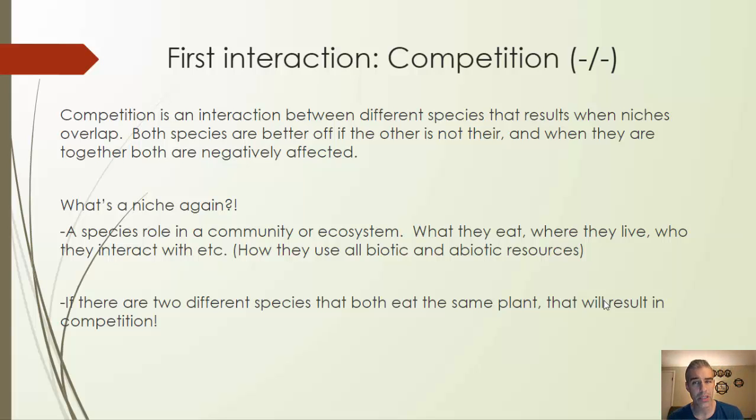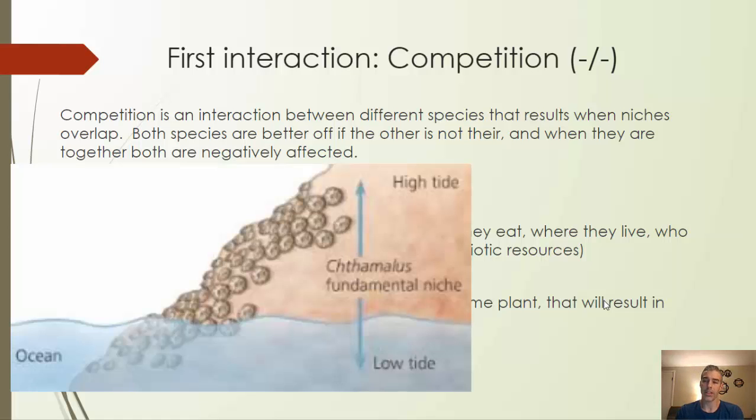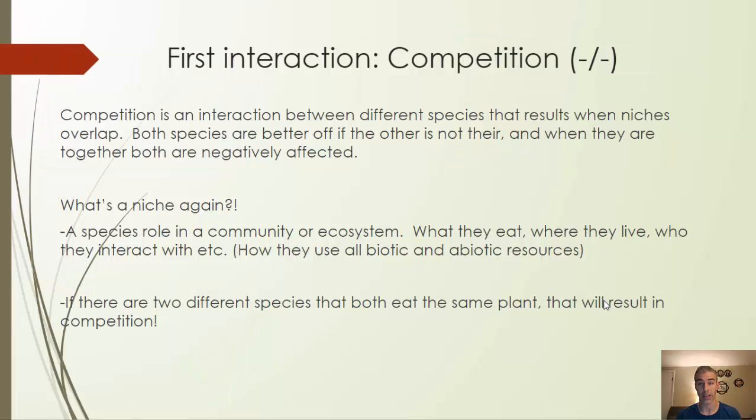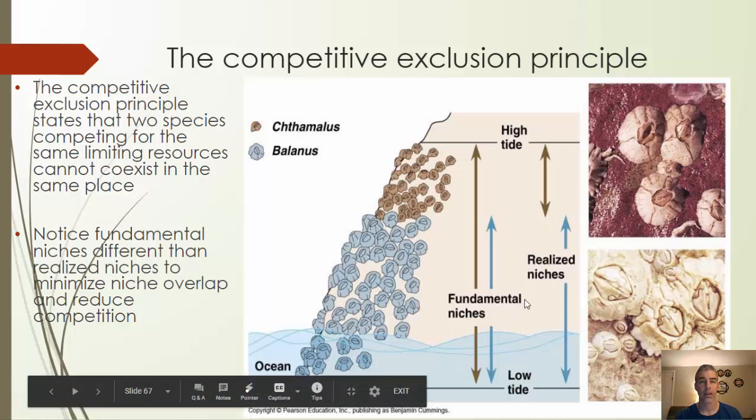So usually this happens when you have an overlap in niches. And remember, the definition of a niche is the role that a species has within a community: what they eat, where they live, who they interact with, and all of the biotic interactions and also abiotic resources that they use. So that's a niche. If there's two different species that eat the exact same thing, that's going to result in competition, right? Or if they try to live in similar areas, that's going to result in competition. And that negatively affects both.